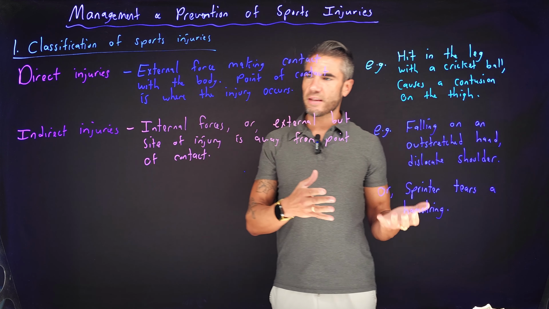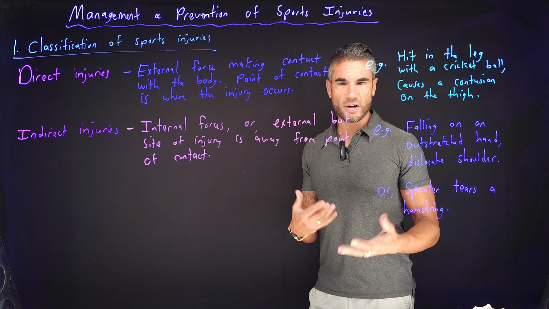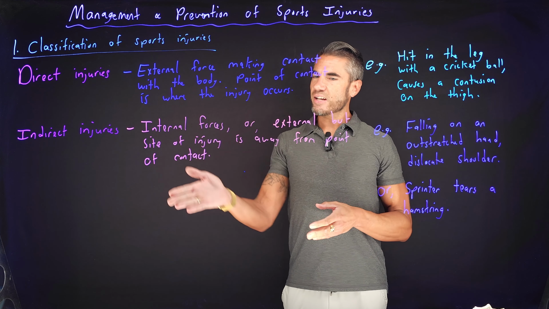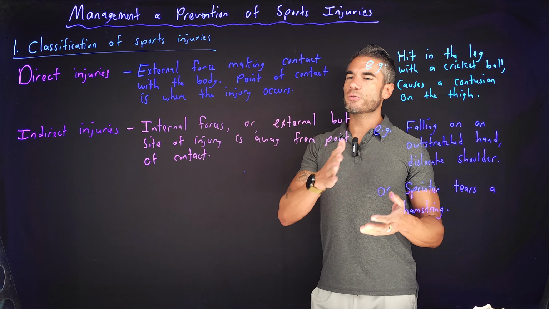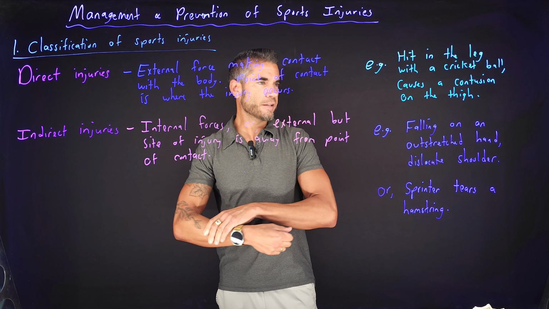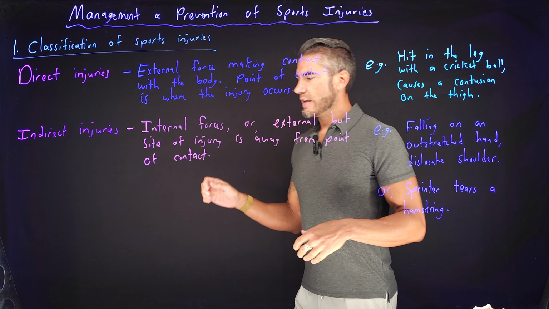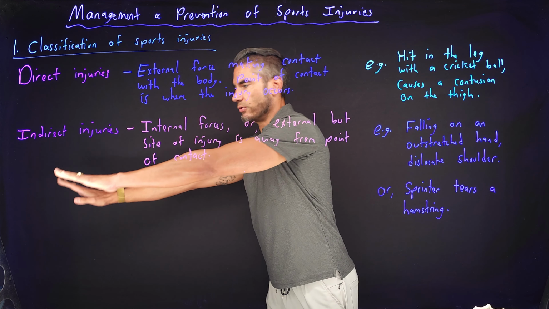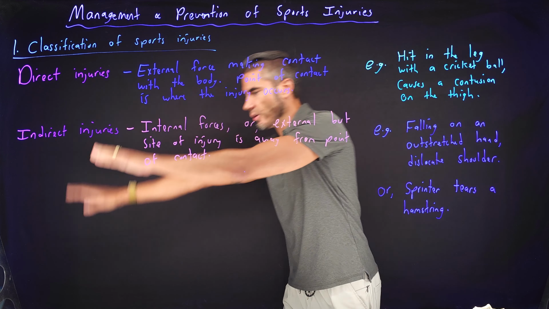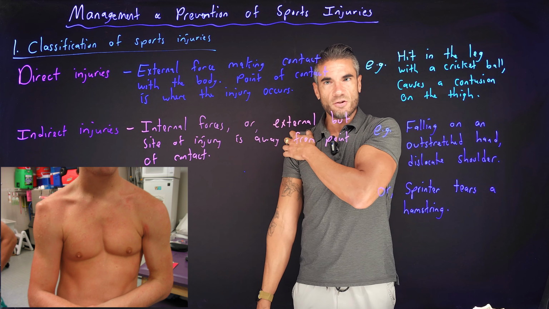Indirect injury, on the other hand, is either caused by internal forces, which could be due to overtraining or fatigue or any other number of issues, or it's external forces, but the site of injury is away from the point of contact. So this time I've given you 2 examples to try and explain it. If I am running and I trip and I reach my arms out to catch myself like I'm falling, but I reach my arms out to protect my head, but when I fall on my hand, I dislocate my shoulder. Okay, that's an indirect injury, all right?